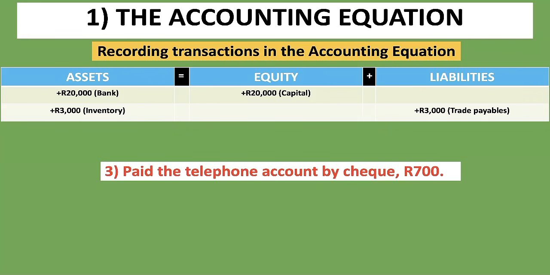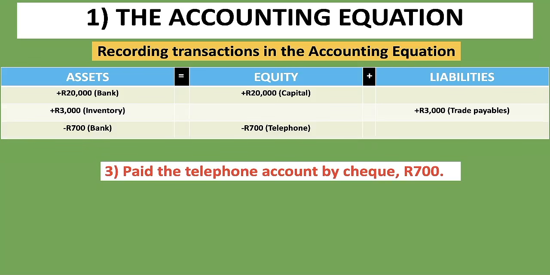Now, what is happening to our bank account? Is it increasing or decreasing? Well, it's decreasing, so it's going to be a minus. And what is bank? Is it asset, equity, or liabilities? Well, I hope you know now it's an asset, so we'll put minus 700 Rand under assets, which is a bank account which is reducing. That's why we're putting it as a minus. And under equity, we put minus 700, and the account there is telephone.